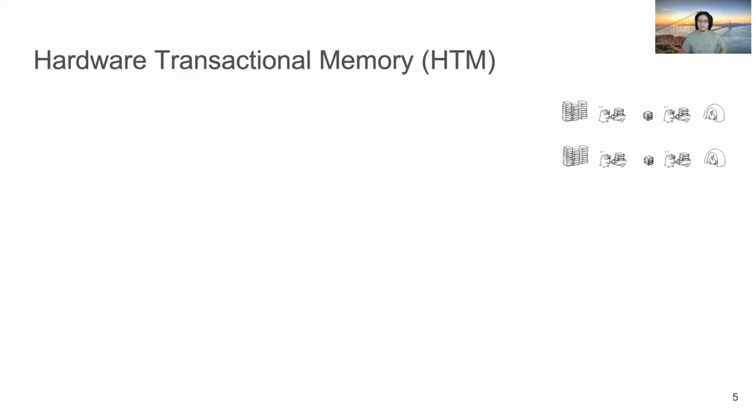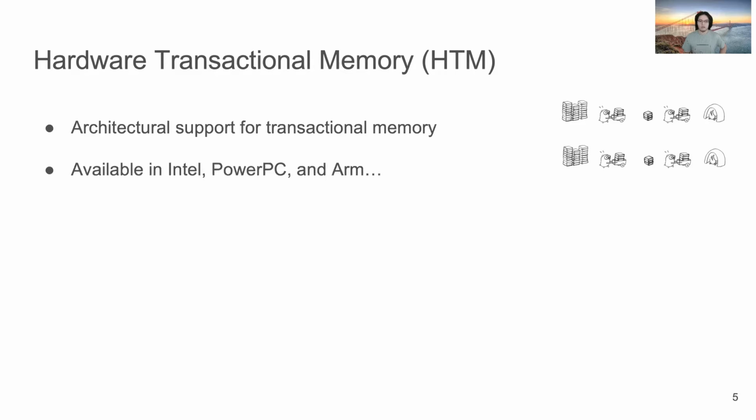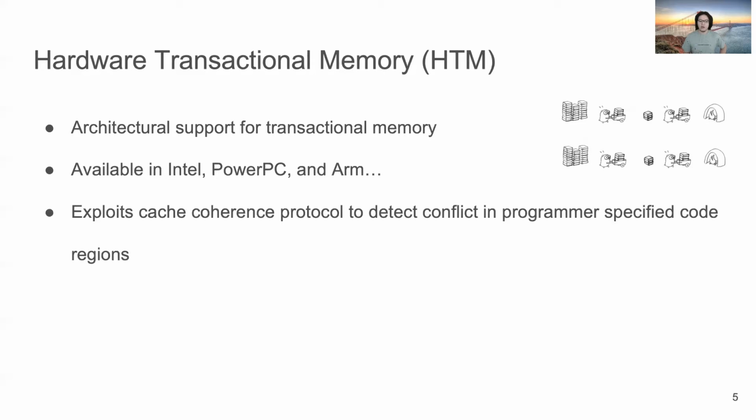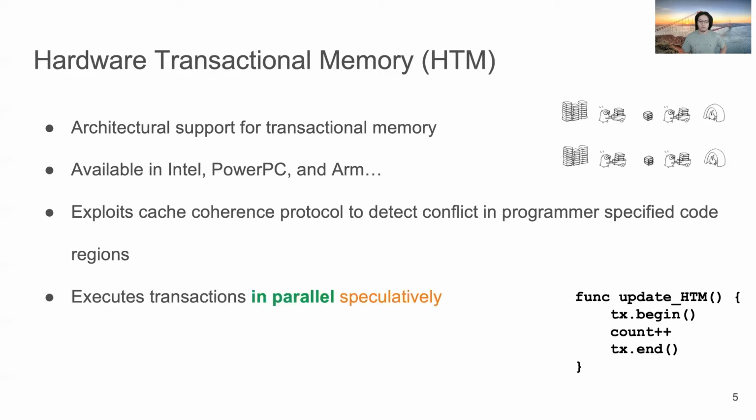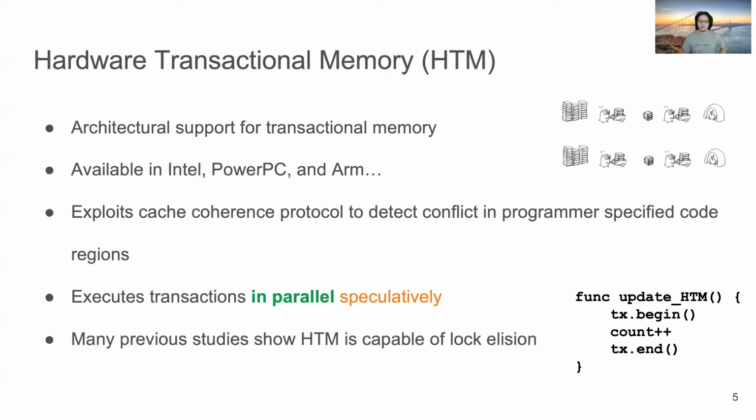Specifically, we want to focus on HTM, hardware transactional memory, in this paper. HTM is architectural support for transactional memory, and it's available on various platforms and architectures. HTM exploits the cache coherence protocol to detect conflicts in programmer-specified code regions. For example, in this update function, programmers can specify where to begin the transaction and where to end the transaction. The HTM will execute transactions in parallel speculatively. Many previous studies show that HTM is capable of lock elision.